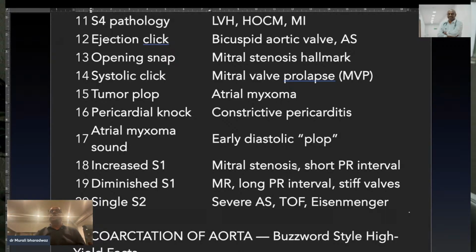Atrial myxoma will impede, just like mitral stenosis. Atrial myxoma is most common in the left atrium, so a tumor plop will be there. Constrictive pericarditis will lead to a pericardial knock. Early diastolic plop is the feature of atrial myxoma.